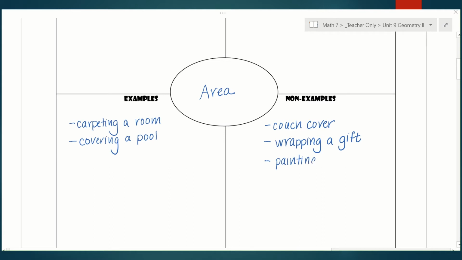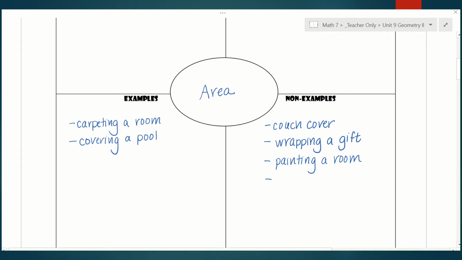So even though your walls are flat, oops, I didn't mean to write wall. Painting a room. Even though your walls are flat, we consider that to be surface area because we are looking at an entire room. Now, if you were just painting a wall, that would be area because that's a flat surface, absolutely. But if you're painting a whole room, we would consider that surface area.